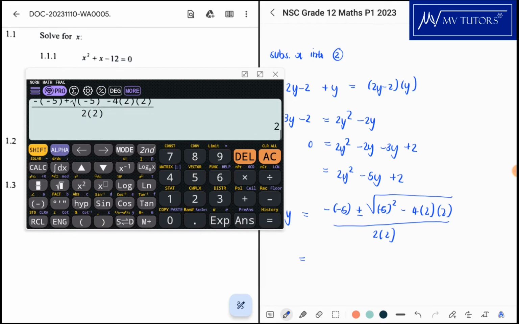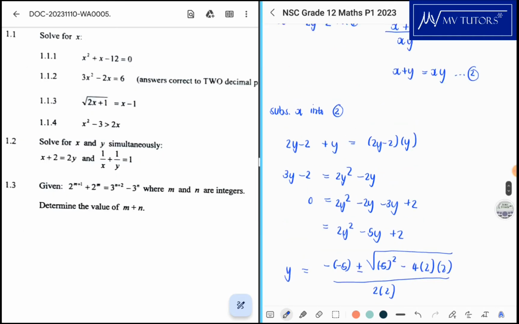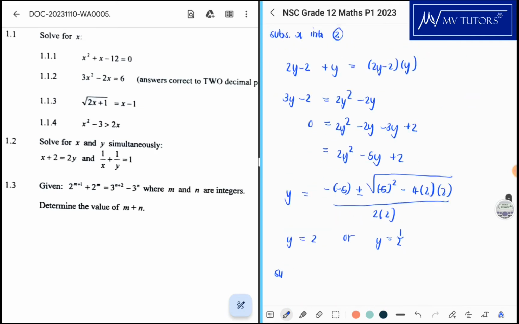So I find that y is equal to 2, or if we use the negative part of it, we can say y is equal to a half. You decide if you want to write it in decimal form or fraction form. So we have y, now we can go back to solve for x. And we said, substitute y into equation 1.